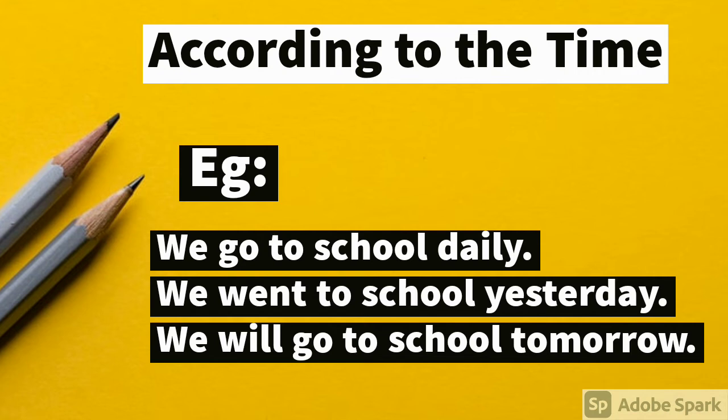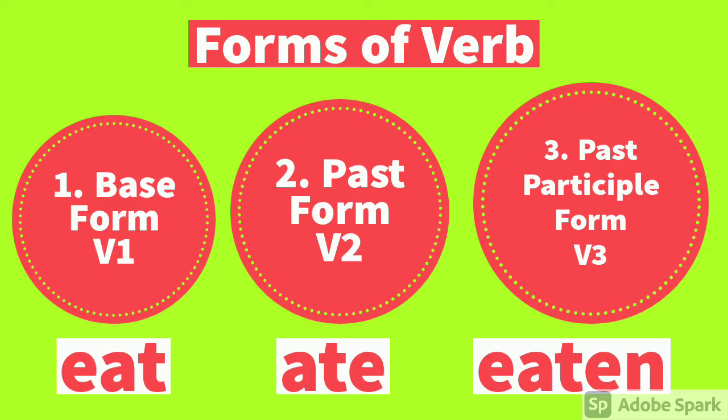So we have seen that a verb changes its form. Now let's see what are the basic forms of a verb in English. There are 3 basic forms in English. They are base form, that is V1.